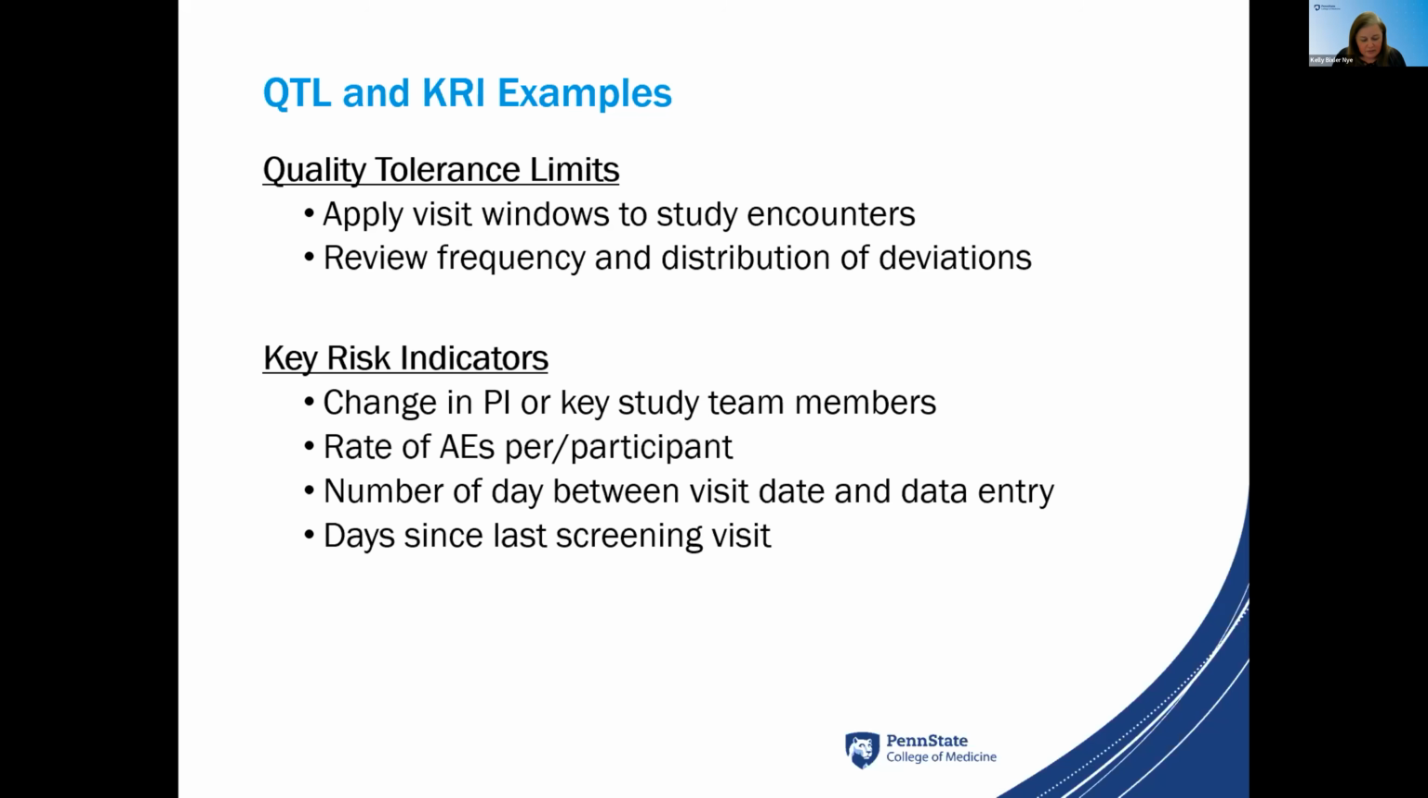Key risk indicators, there could be a change in PI or a key study team member change, and this could initiate a remote review of the delegation log and the study training to make sure the delegation and study team members are qualified for those duties before they would start working on the study. The rate of AEs per participant could be another key risk indicator that could trigger a remote or on-site source document review to verify those AEs that are entered.